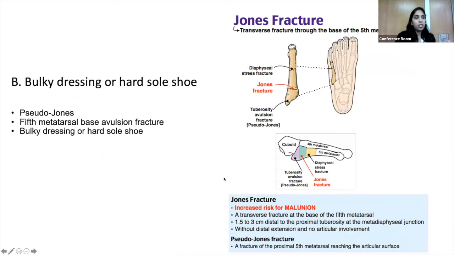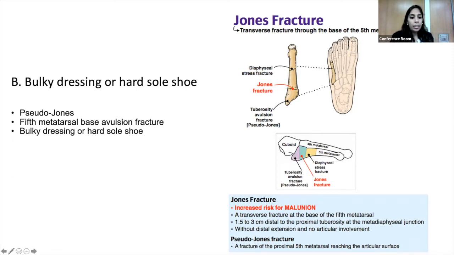This is actually something I saw recently in peds that we had the chance to talk about. So I was trying to describe a Pseudo-Jones fracture. This is a fifth metatarsal base avulsion fracture versus a transverse fracture. The location is a little bit different between the Pseudo-Jones and the Jones, and your treatment's actually going to be different. For a Pseudo-Jones fracture, you're usually just going to put a kid or an adult in a bulky dressing or hard sole shoe and have them follow up, and then weight bearing is tolerated.